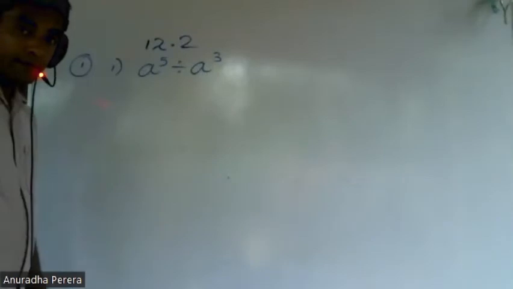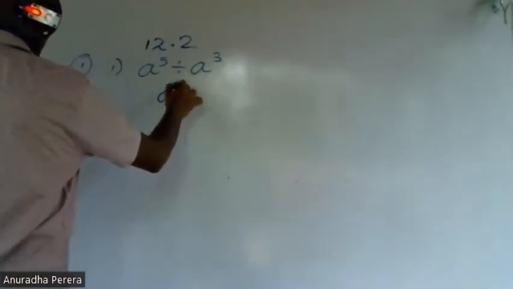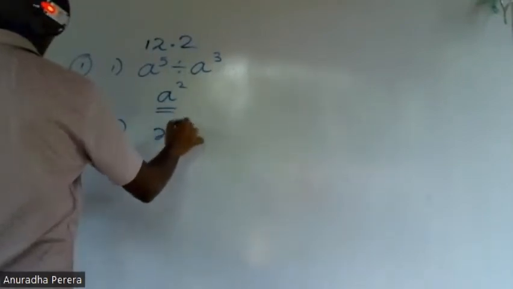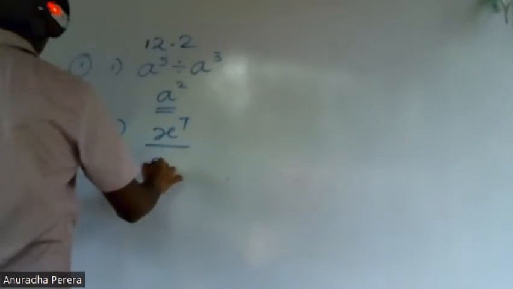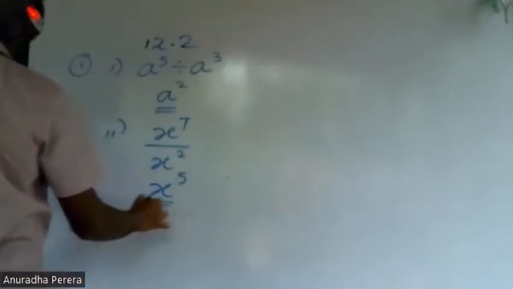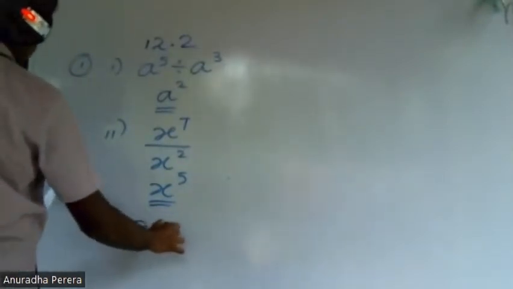A to the power 5 divided by A to the power 3. Directly you can find the answer as A to the power 2. Yes. The second one, X to the power 7 divided by X to the power 2. The answer is X to the power 5. Yes. Third question, 2X to the power 8.